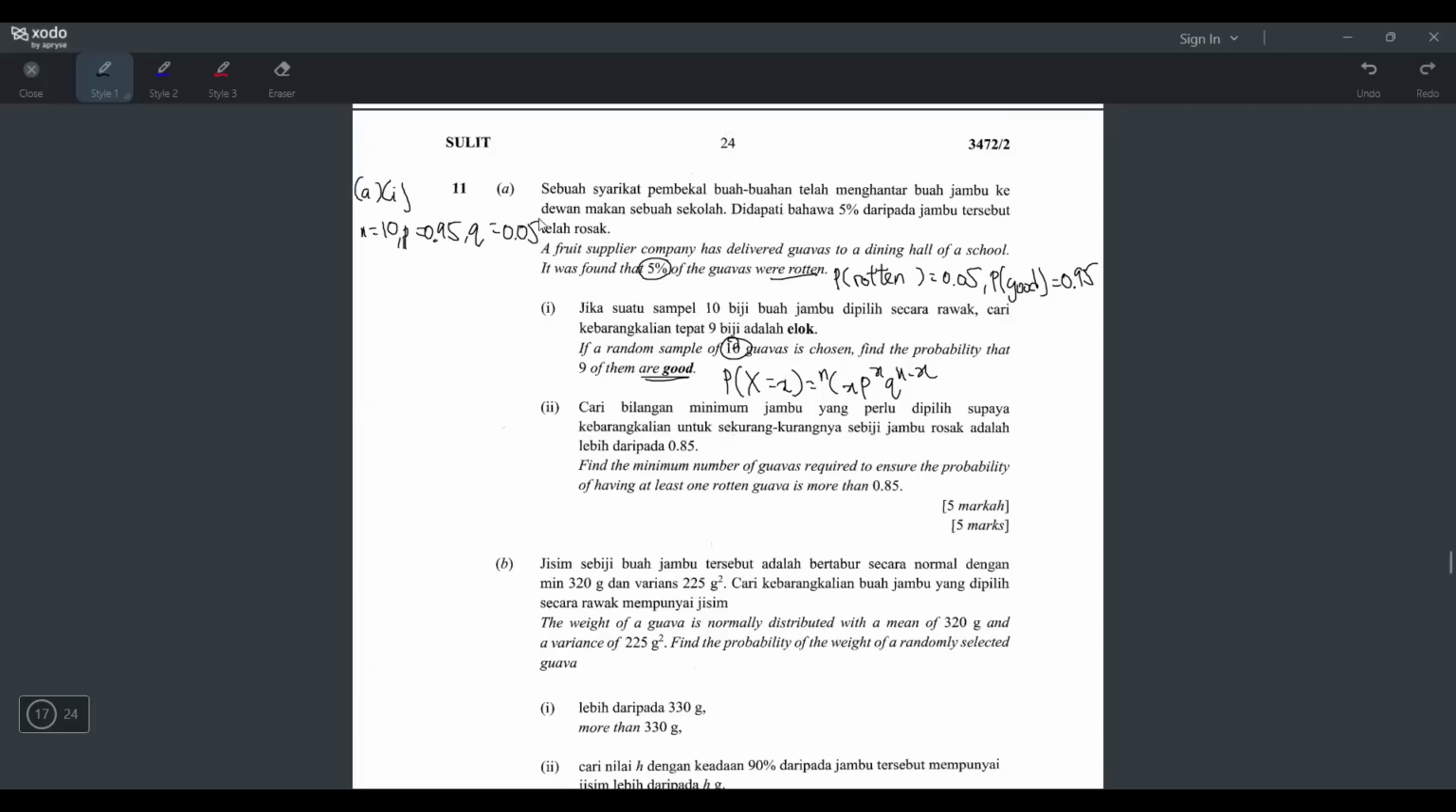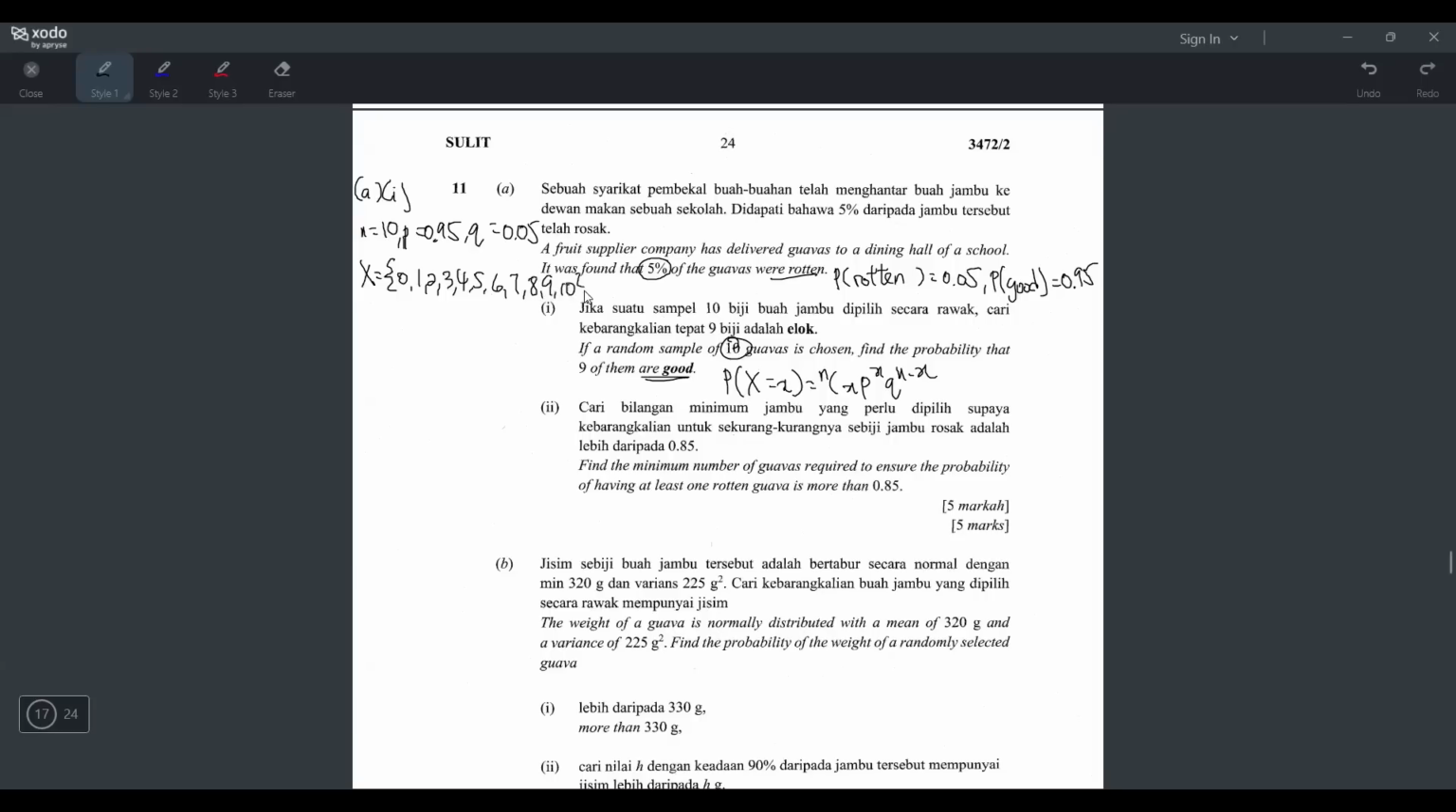So if you want to know which is the probability of success, you will always see what you want to find. If you want to find the good ones, then the good one is the success. If they want to find the probability of rotten, then rotten is the success, right? Okay, so let's write down all the possible values of x: 0, 1, 2, 3, 4, 5, 6, 7, 8, 9, 10.